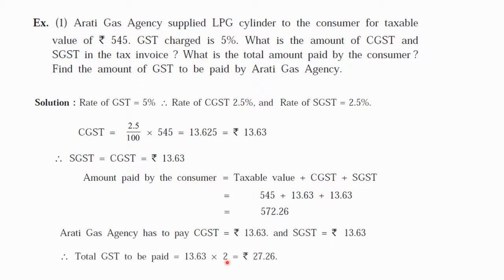So Aarti Gas Agency has to pay a CGST of 13.63, SGST also of 13.63, and the total amount to be paid by the customer is 572.26, and the total GST would be the sum of SGST plus CGST. So if you do 13.63 plus 13.63, or you just multiply it by 2, that will be 27.26.